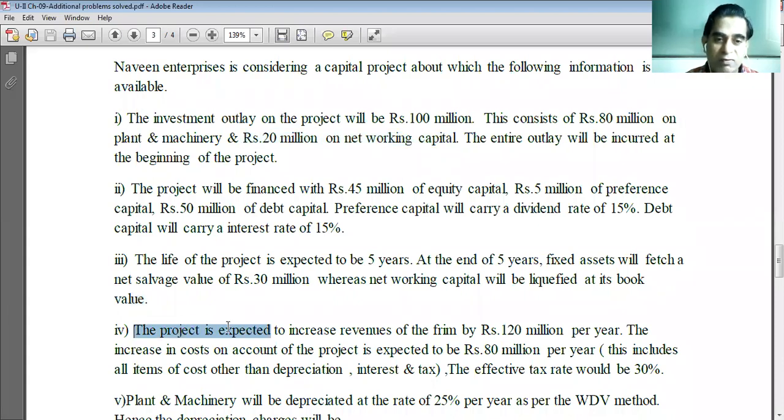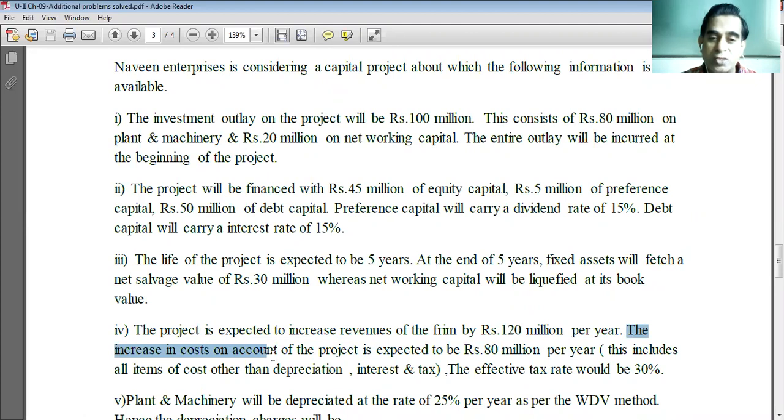The project, fourth information, the project is expected to increase the revenues of the firm by 120 million rupees per year. So the project is expected to increase revenues of the firm by 120 million rupees per year.